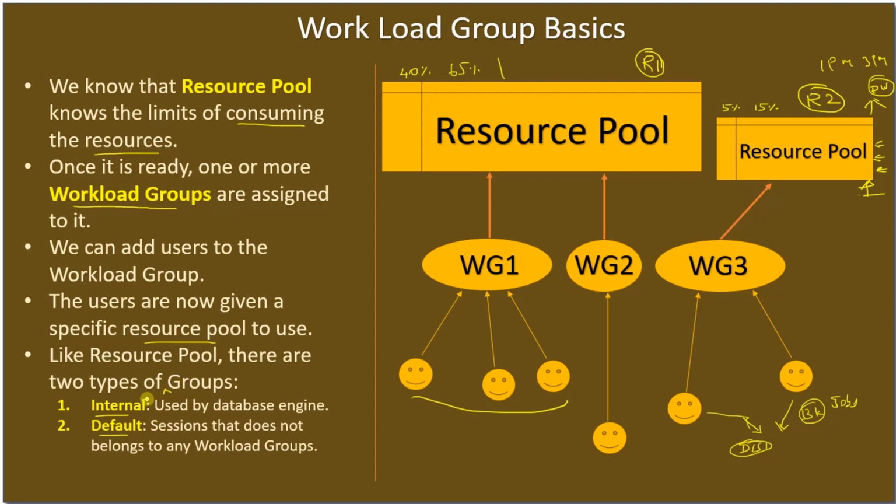In the previous video, we expanded the system resource pool, right? The system resource pools are internal and default. When we expanded, at that time itself we saw the resource pool contains the workload group. Say for example, the internal resource pool had a workload group called internal. The same way, the default resource pool had a workload group with the same name, default. We saw that in the previous video, right?